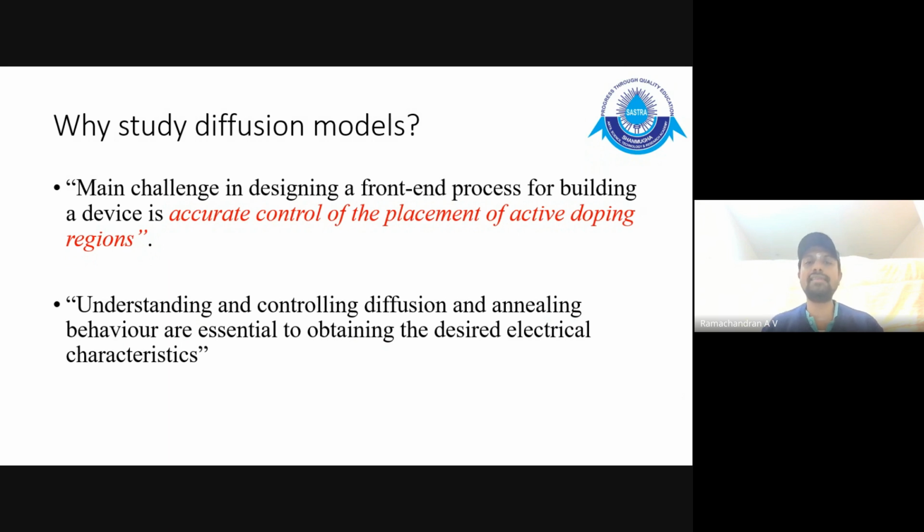Not only that, this model helps us do computer simulations rather than hands-on fabrication. You can do your simulation first before you do the actual fabrication. So that's why this model is also useful. And today's model is going to be the starting point for the advanced models. So that's very important.